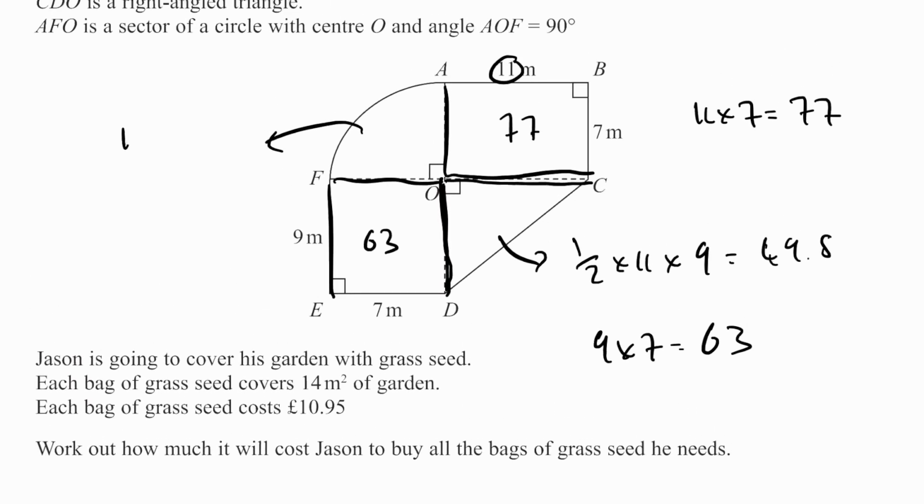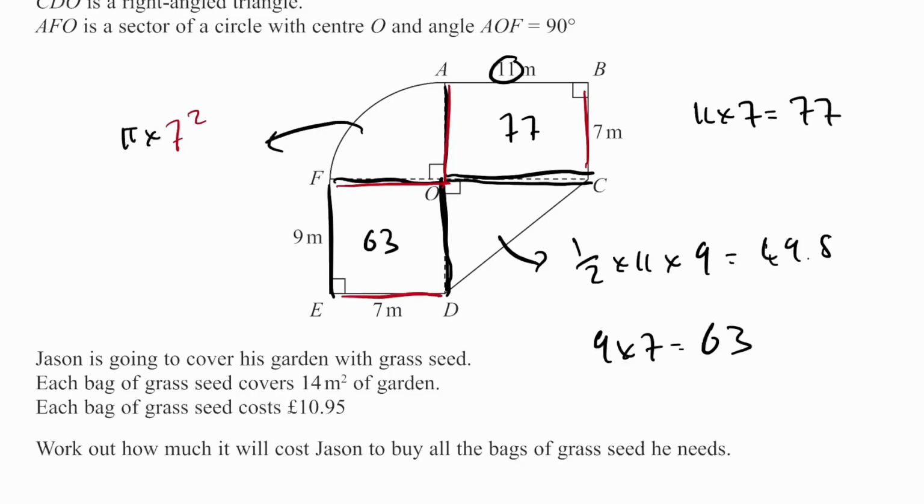So we can do pi multiplied by r squared. And r in this case is going to be 7, it's this length over here, which is equal to 7. Also this length over here, which is equal to 7. So pi times 7 squared.